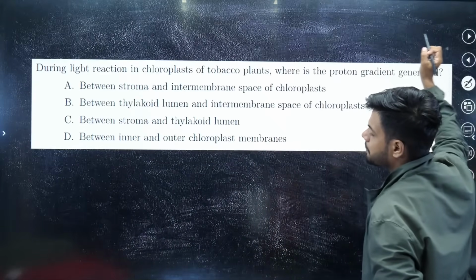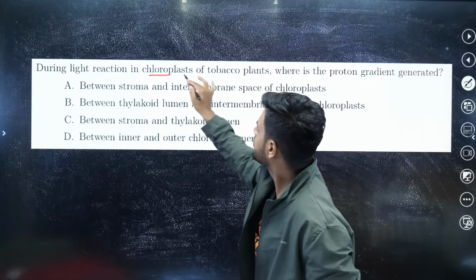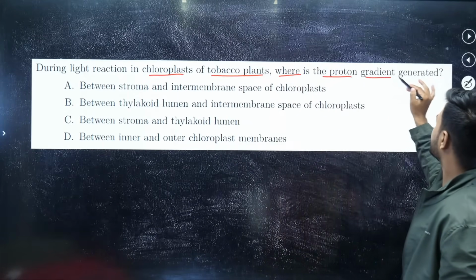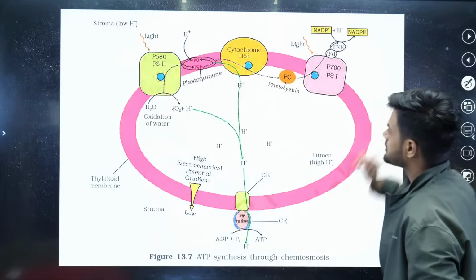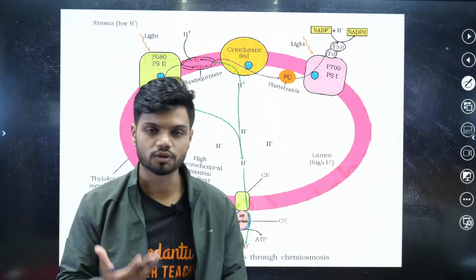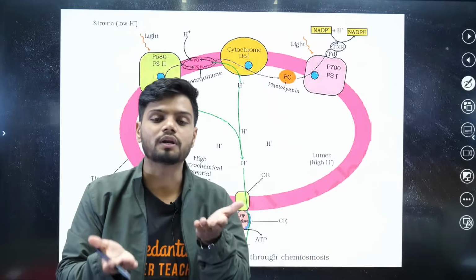Answer is going to be D. Now, during light reaction in chloroplast of tobacco plant, where is the proton gradient generated? They're asking you, where is the proton gradient? So before we go to the concept, let me tell you the meaning of proton gradient is that there is a difference in proton levels.